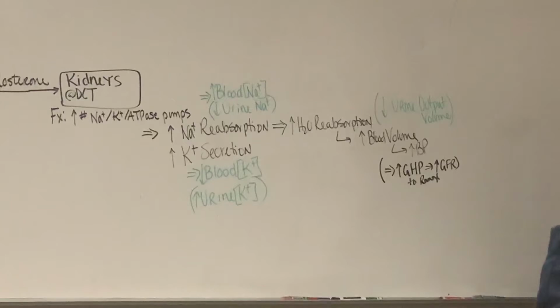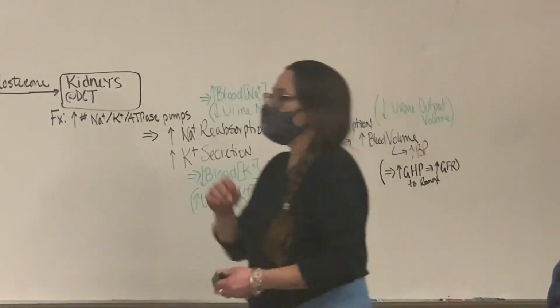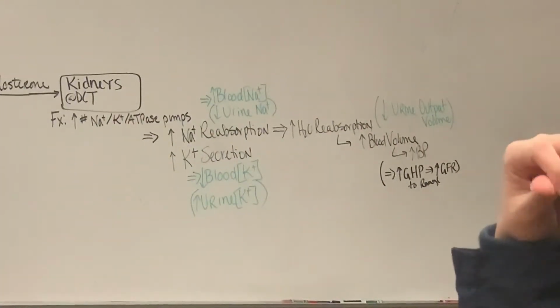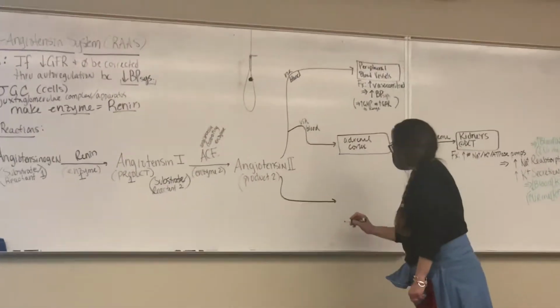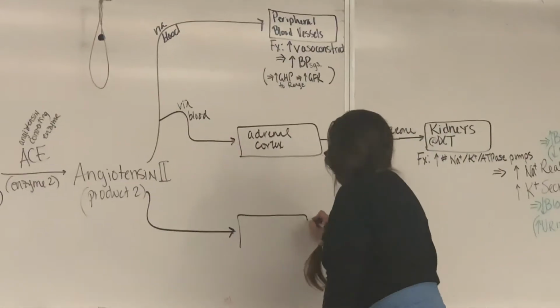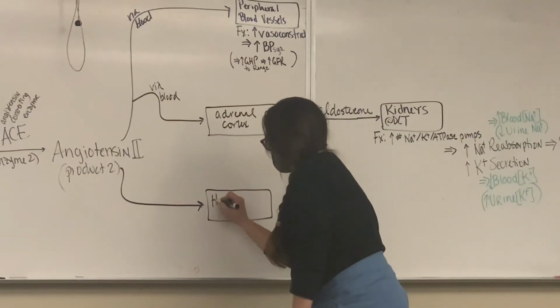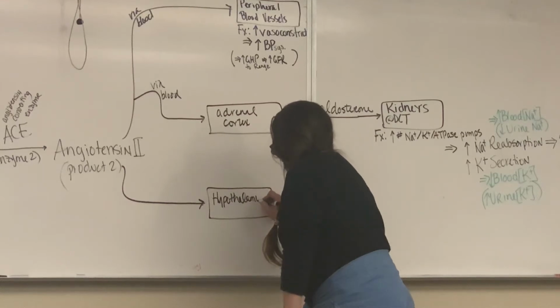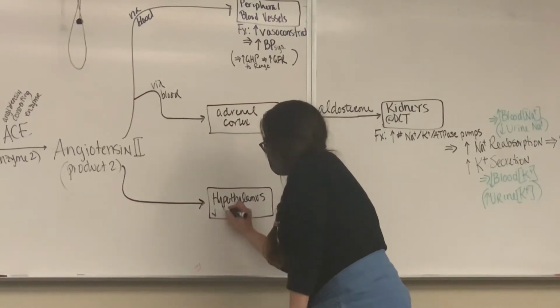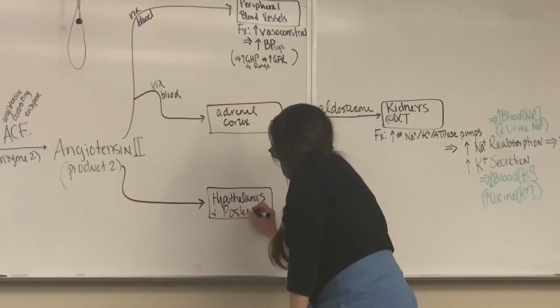All right, so one more place. Angiotensin 2 will also go to the hypothalamus. And I'm gonna lump these together and posterior pituitary.